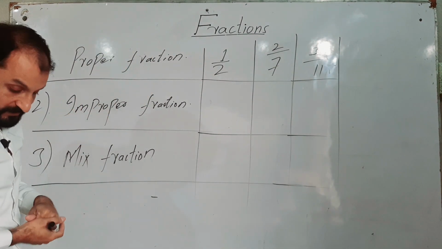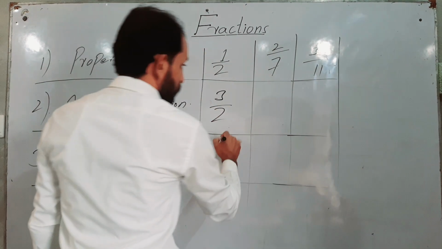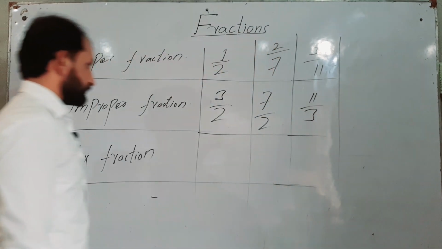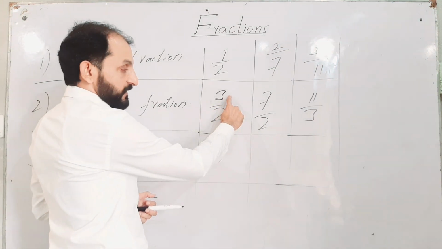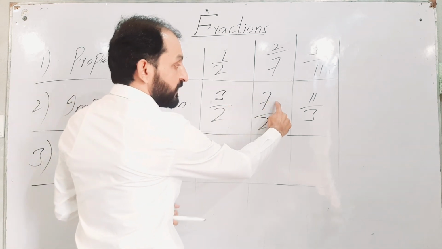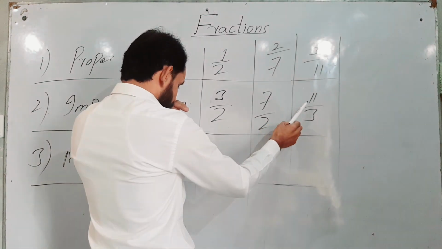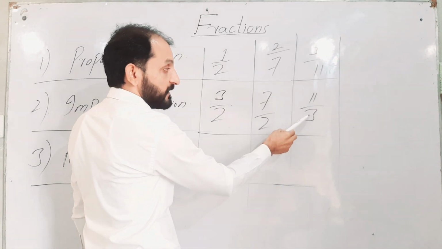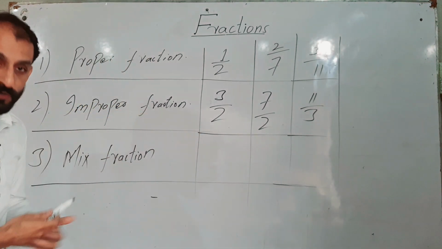And an improper fraction is totally opposite to this. It means 3 divided by 2, 7 divided by 2, 11 divided by 3. In improper fractions, the value of the numerator will be greater than the value of the denominator. This type of fraction is known as an improper fraction.